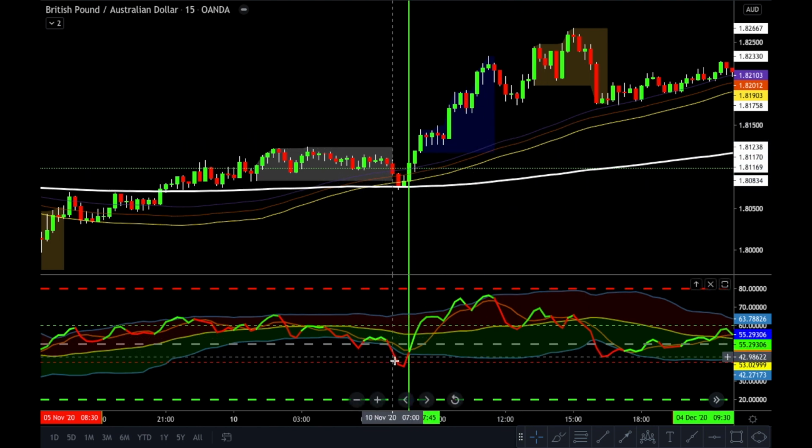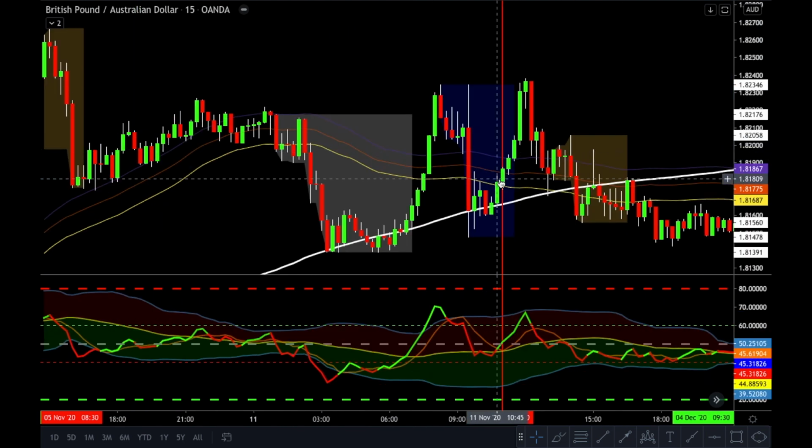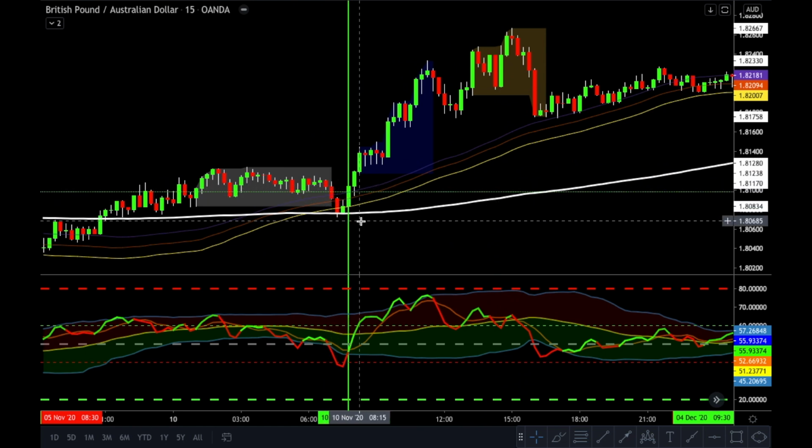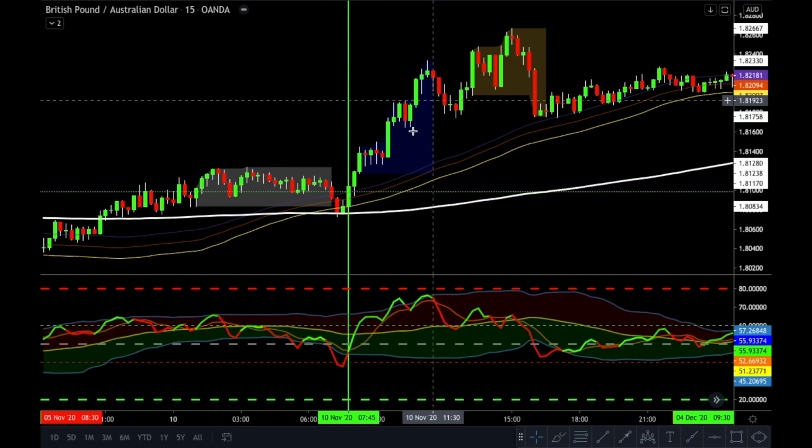TDI cross here, you even had a nice shark fin in the TDI. Would have taken this trade all the way up here and got these pips. Now once again, stop loss, as I said, 20 to 30 pips this way. Take profits 20 to 30 pips from entry up this way here.